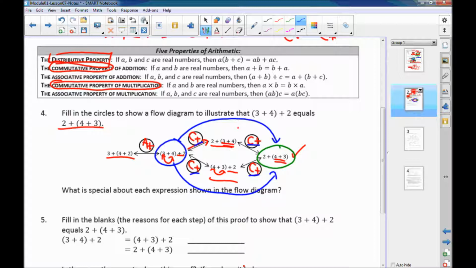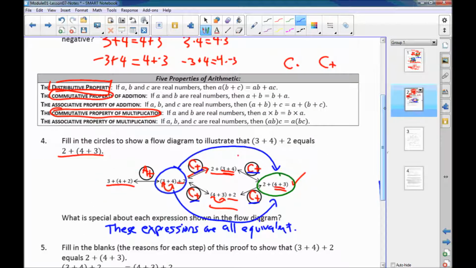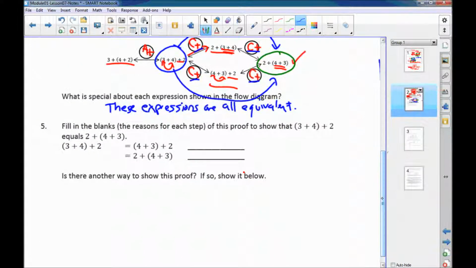Okay, so what is special about each expression shown in the flow diagram? So these expressions are all equivalent. What does equivalent mean? Well, equivalent means they're equal. Okay, so no matter what way I do this, they're all going to work out to the same answer. All of these answers are going to be 9. We're just moving the symbols around in the orders that we do, as long as we follow these properties: distributive, commutative, and associative property. Okay.